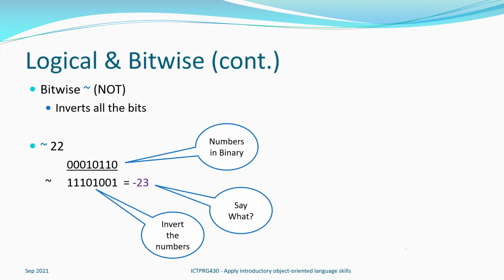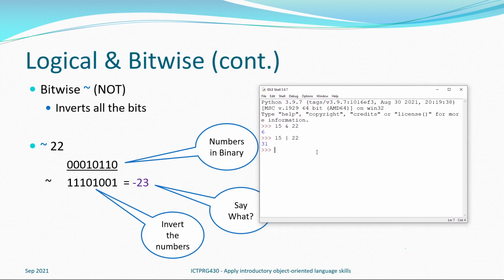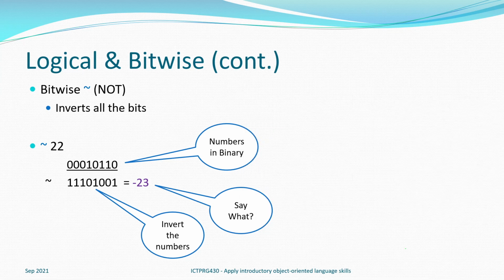So drag IDLE back on the screen, and again, tilde space 22 gives negative 23, and you go, well, why do we do that? Well, we've got to store negative numbers somehow. The trouble is, there's no way to do it naturally in binary. So we have this little system.